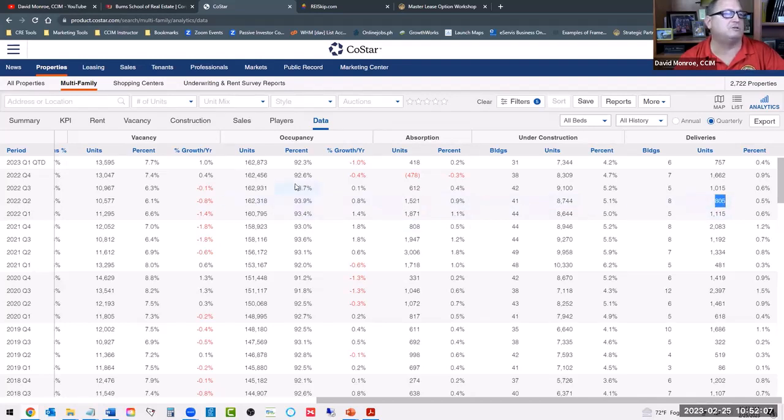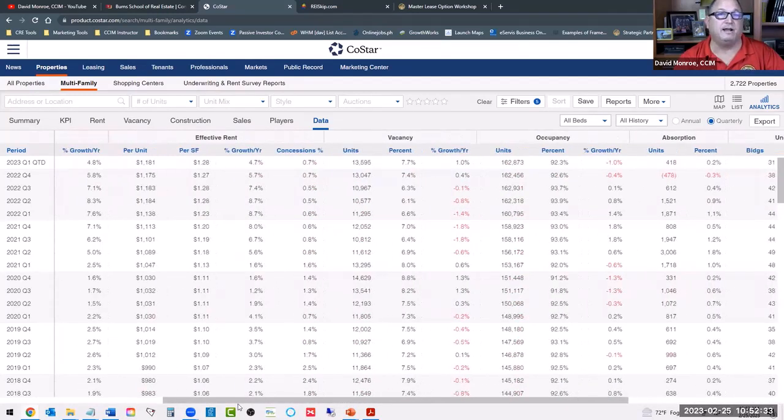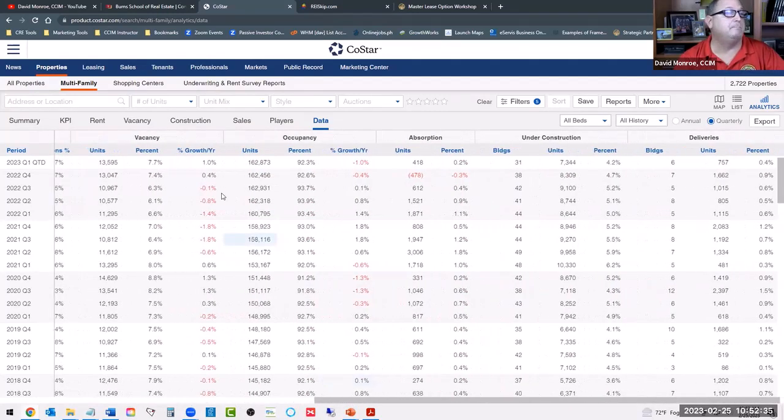And then it starts to tick down because now we're not keeping up with absorption. So occupancy starts to go down, went down a big number because we delivered a decent size number and lost more renters to the marketplace. And even though in the month of January it ticked down again because only 418 units absorbed versus 757 delivered, the rents increased, which is a very interesting tale. Even though we're now approaching that long-term occupancy average.